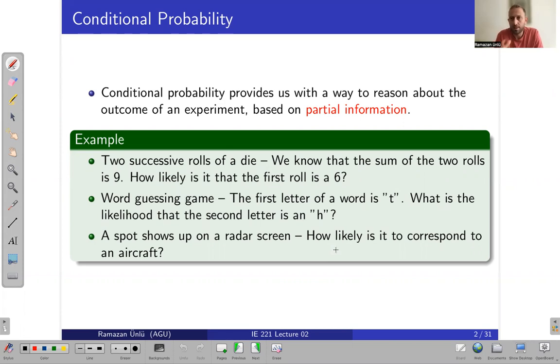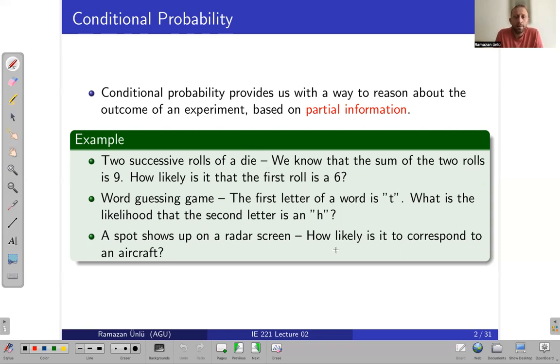Actually, we can summarize or define conditional probability this way. You will be asked for the probability of some event, but you will also be given some information, and you have to use that information to calculate the correct probability of that particular event. So we can give some examples.